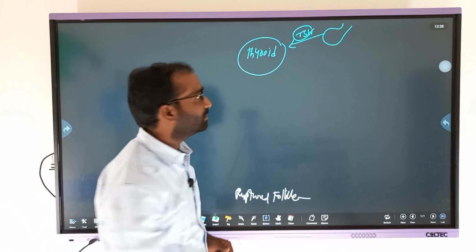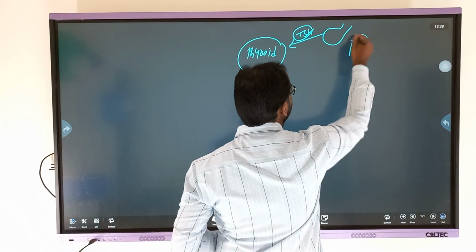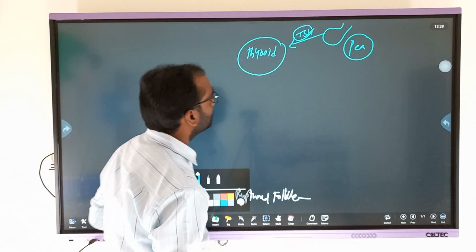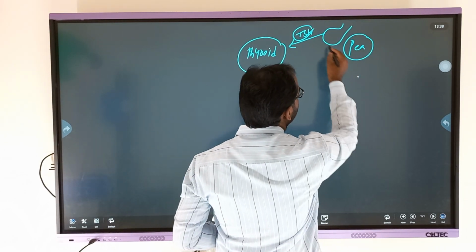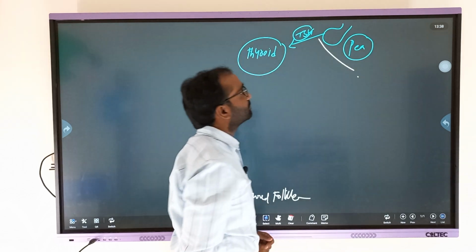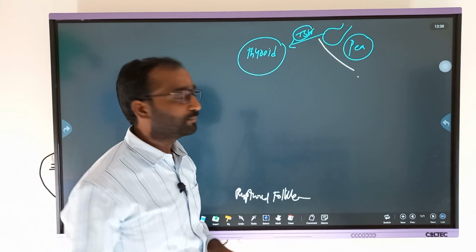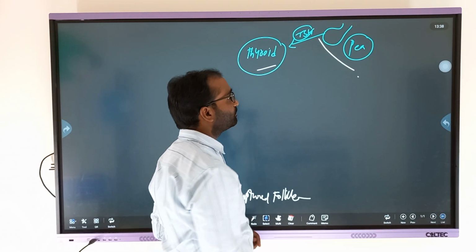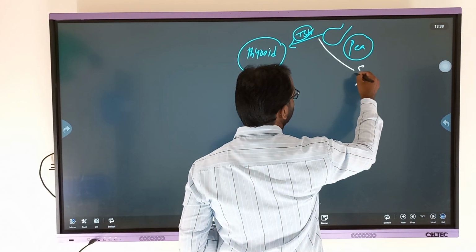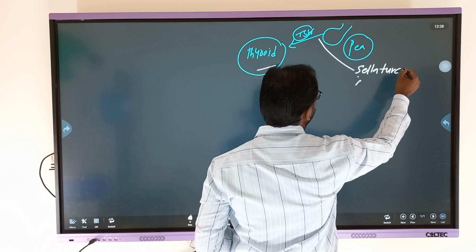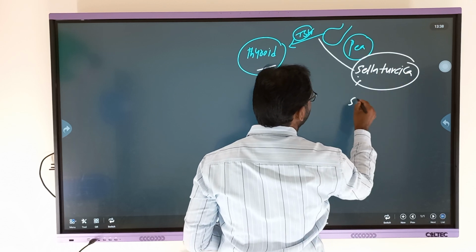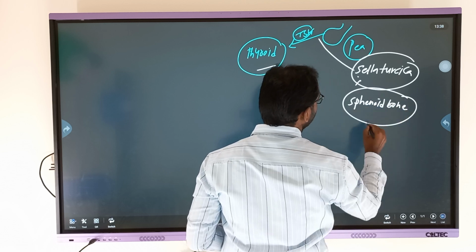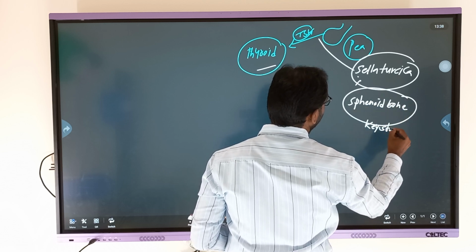Actually, pituitary, it is what? P size. P for pituitary, P for P size. Okay now? I am just giving the location of the pituitary, will come back a little later. So this pituitary gland is located in a small bony depression called the sella turcica of the sphenoid bone. This sphenoid bone is the keystone bone of the skull.